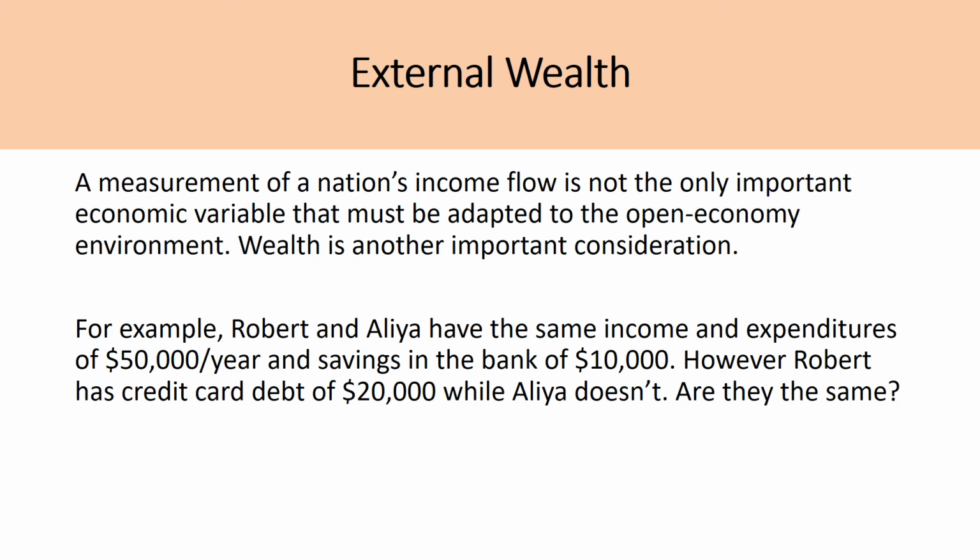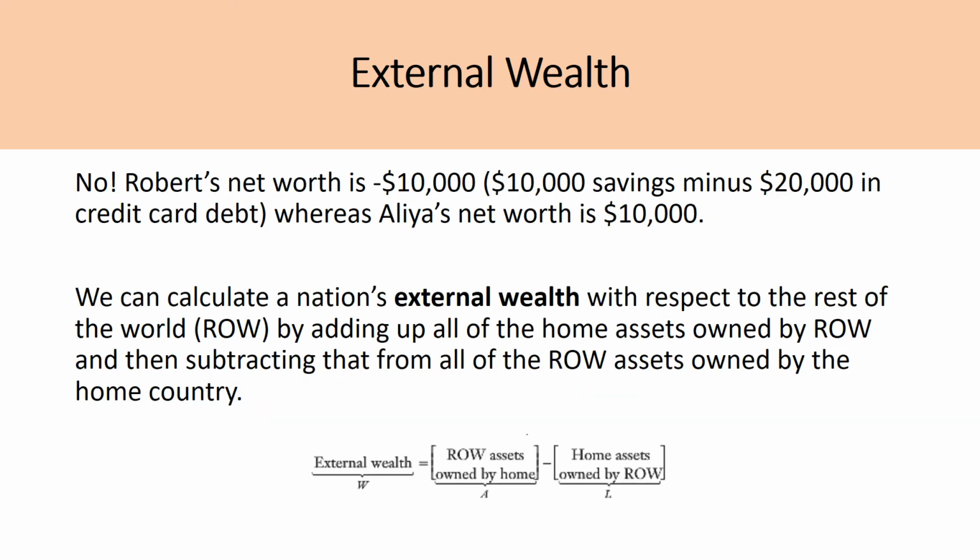So, for example, Robert and Aaliyah have the same income and expenditures of $50,000 a year and savings in the bank of $10,000. However, Robert has a credit card debt of $20,000 while Aaliyah doesn't. Are they the same? Well, their expenditures might be the same, but from a wealth perspective, the amount of debt that Robert has gives him a net worth of negative $10,000, whereas Aaliyah has a positive $10,000 net worth because she doesn't have any debt.